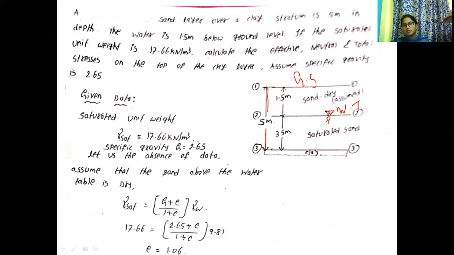But in this problem, the condition of the first layer is not given, whether it has moisture content or is dry. So we can assume it as dry condition. Some students ask, ma'am, I am assuming the top layer has moisture, so capillary rise, gamma W. In that way also you can do it. I can assume gamma D for the top layer, and the second layer is in saturated condition.